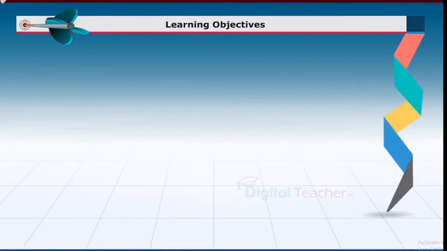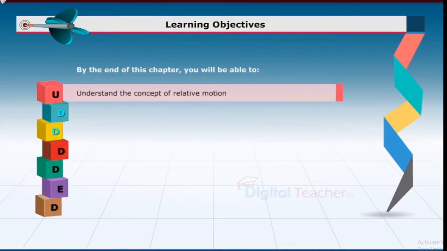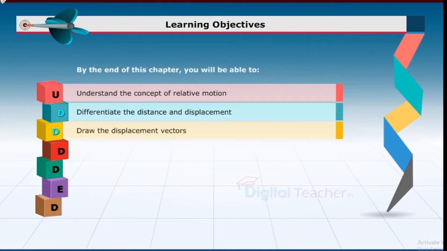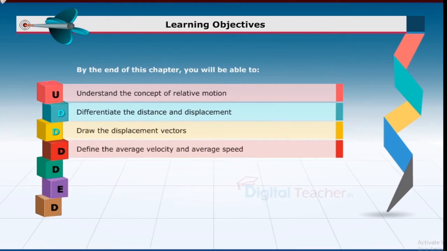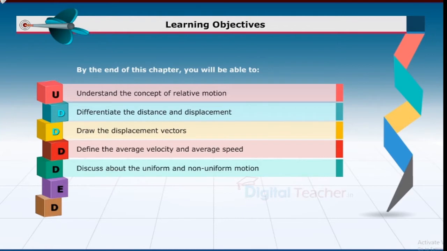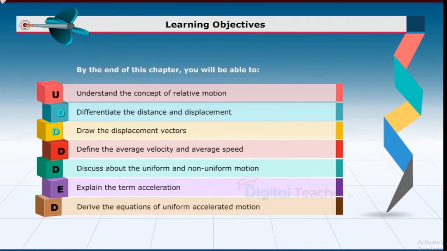Learning objectives. By the end of this chapter, you will be able to understand the concept of relative motion. Differentiate the distance and displacement. Draw the displacement vectors. Define the average velocity and average speed. Discuss about the uniform and non-uniform motion. Explain the term acceleration. Derive the equations of uniform accelerated motion.